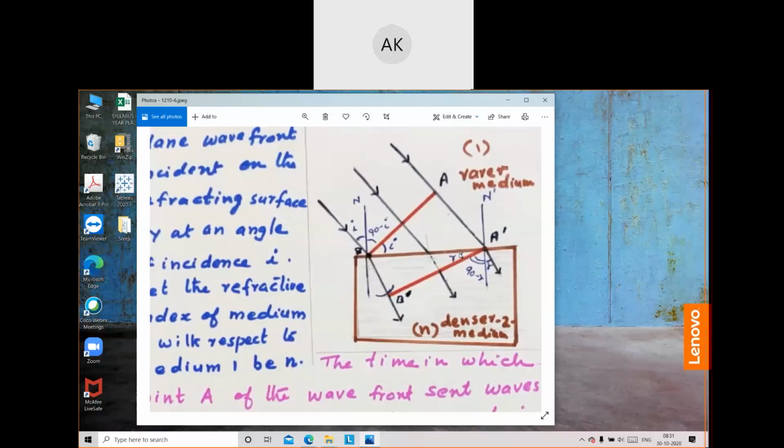Divided by the refractive index. This distance divided by the refractive index. ഇത്രയും ഡിസ്റ്റൻസ് ഇത് ഡെൻസർ മീഡിയത്തിൽ പോകാൻ പറ്റുള്ളൂ.